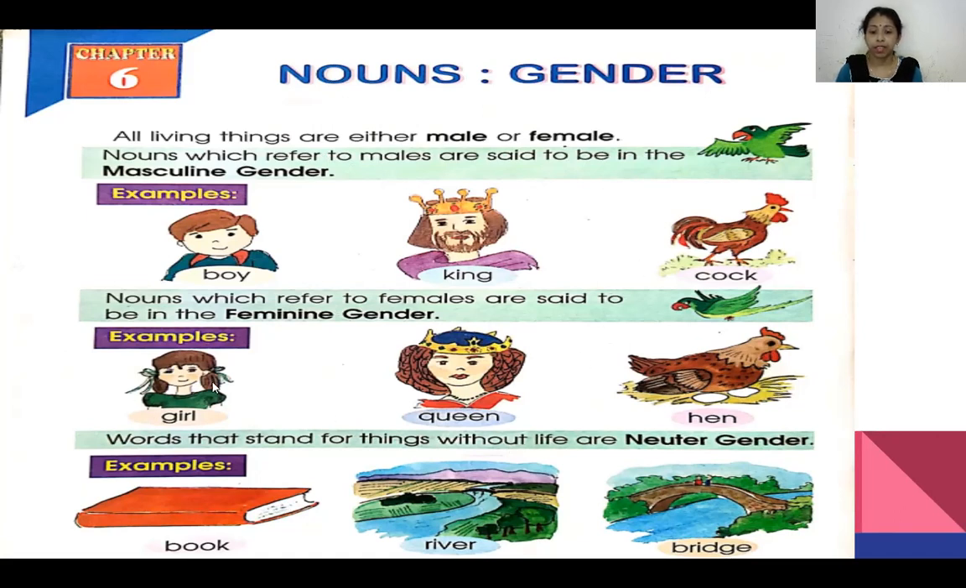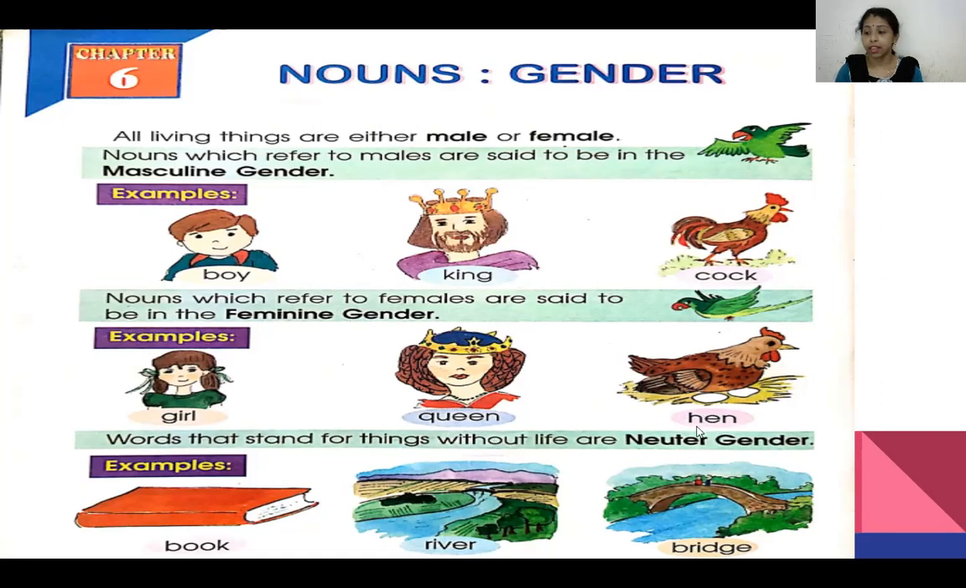Now here you can see the picture of a girl. The picture of a queen wearing a beautiful crown on her head. So this type of word will come under feminine gender because they all are girls, meaning female. So the girl, queen, mother, sister, aunt, grandmother, these words will come under feminine gender.